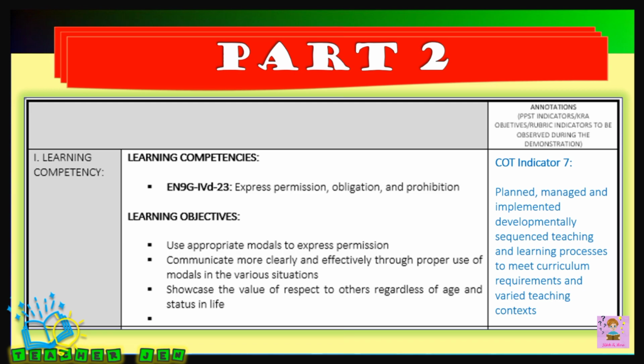Now, in this part of my lesson plan, I have highlighted here the application of COT Indicator 7: Planned, managed, and implemented developmentally sequenced teaching and learning processes to meet curriculum requirements and varied teaching contexts. Here, I am able to clearly outline the intended learning outcomes and how they align with the curriculum requirements. Also, I was able to consider the developmental stage of my students when I set the objectives.